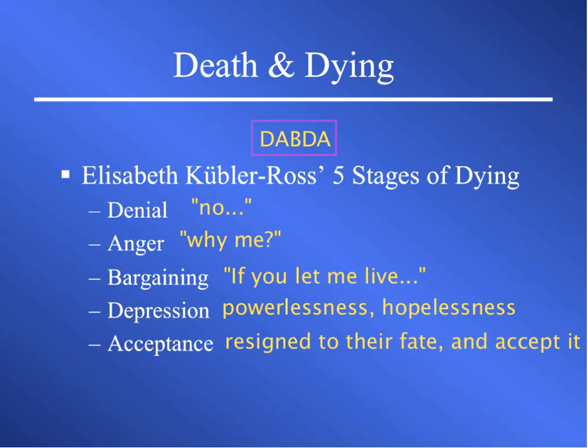Okay, acceptance, the final stage here within Kubler-Ross's model. Again, not everybody goes through them in exactly this order. You might skip a stage. You might spend way more time in one stage than another stage. But it's a useful rubric, right? It's a useful heuristic here, a model for thinking about how this might unfold.